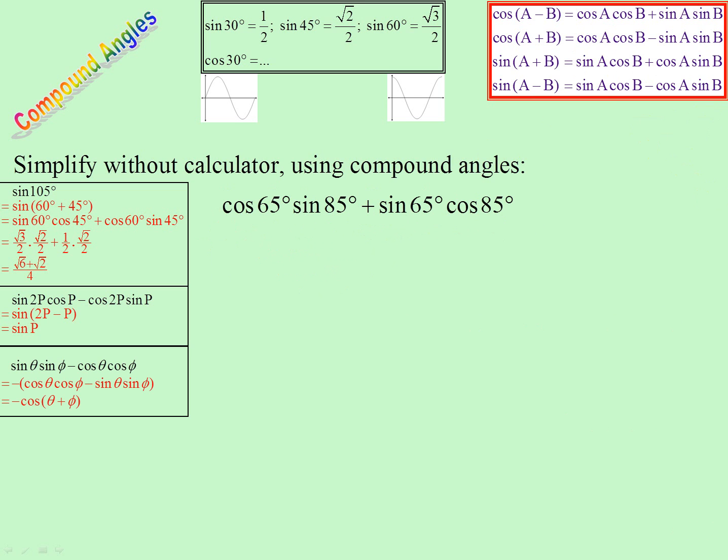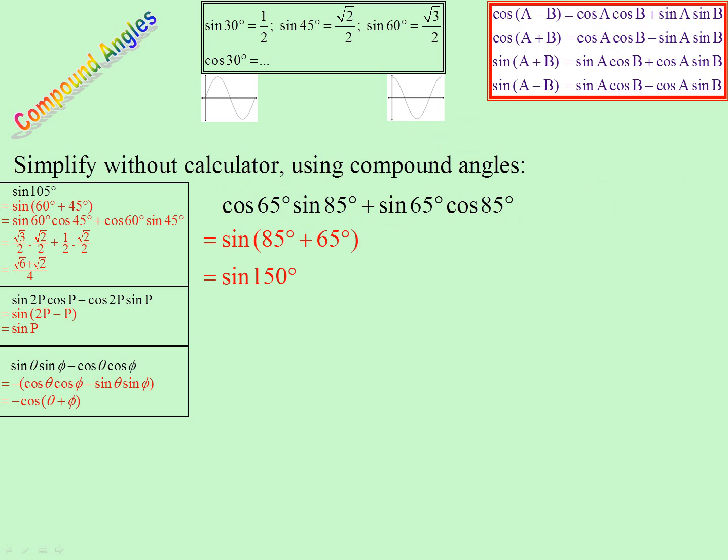Next one. Oh, cos sine sine cos. Well, I'll see that as sine cos cos sine. I don't have a cos sine, but I have a sine cos. Multiplication can be switched around either way. So sine cos cos sine. That's the addition for sine.